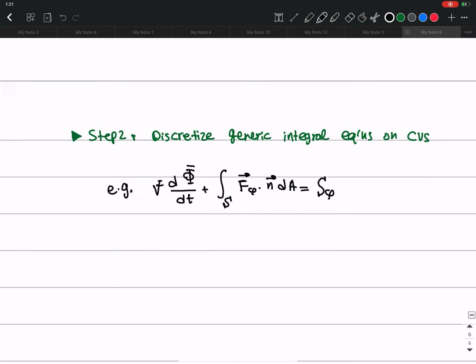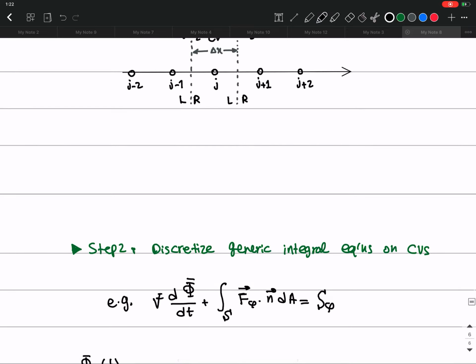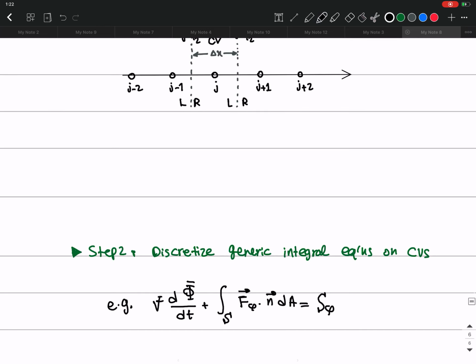Okay, so as you see here, this equation has some volume integrals and some surface integrals that we need to discretize. So let's first look at the volume integrals. Let me see phi j at time t. Let me do it a little bit here so you can see that graph as well.